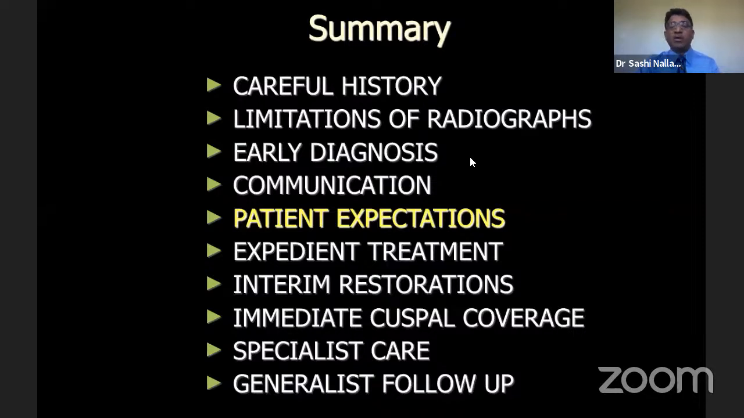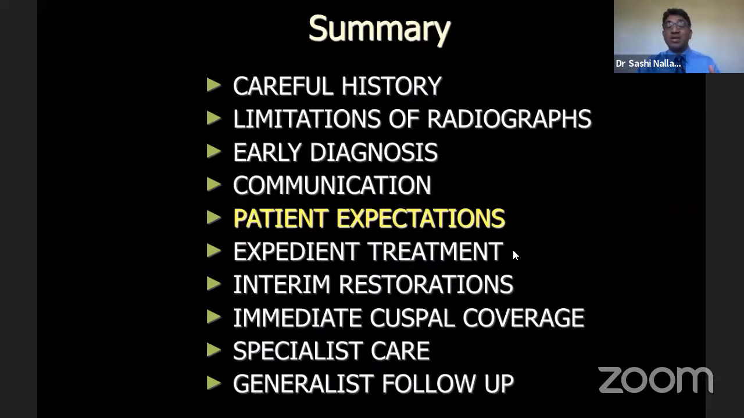It's kind of hard to tell, but if the symptoms are there, you need to be able to diagnose it pretty well. Communication is important. Speak to your patients. Get a good history on these teeth. Find out patients' expectations, very important.